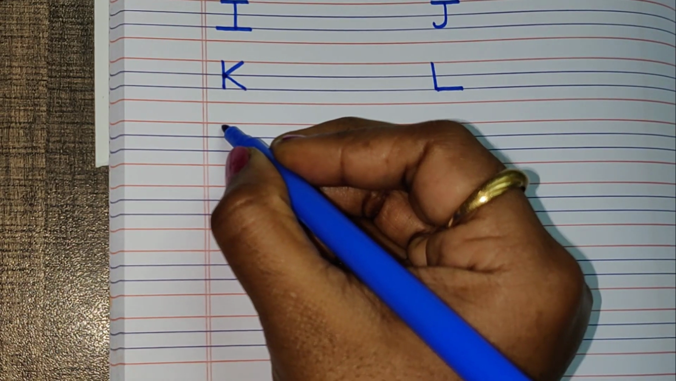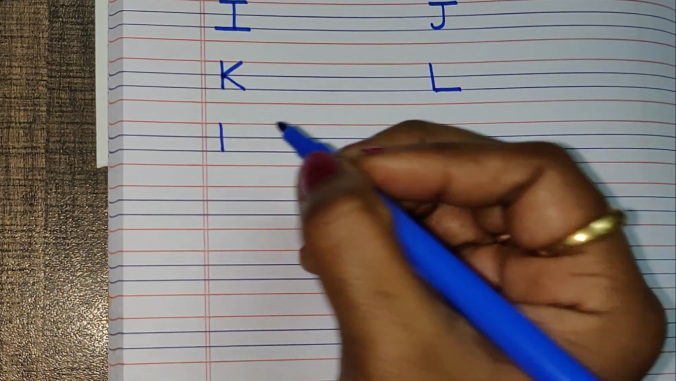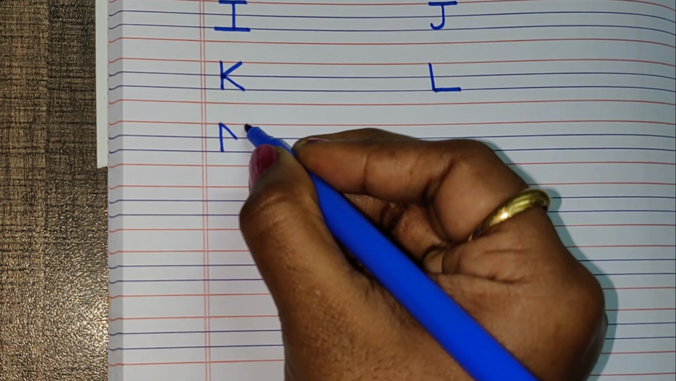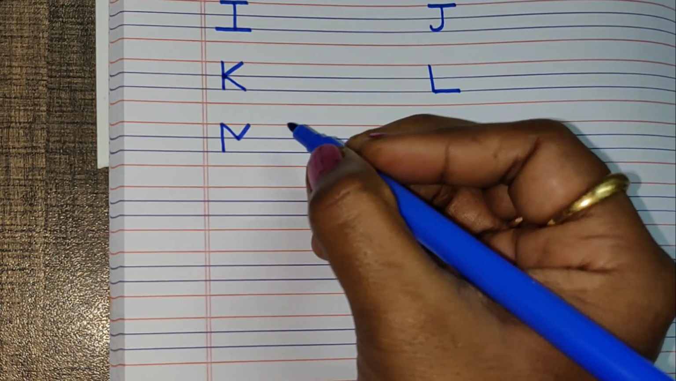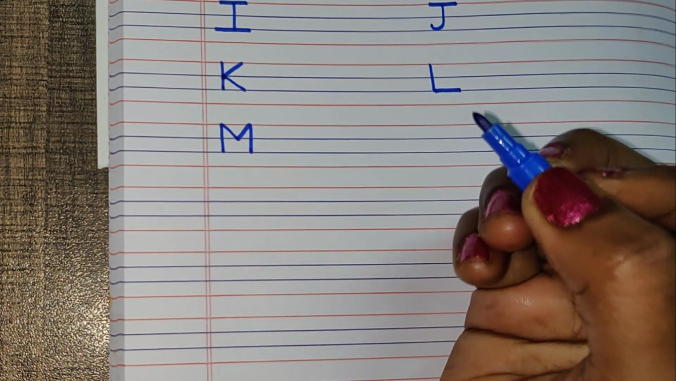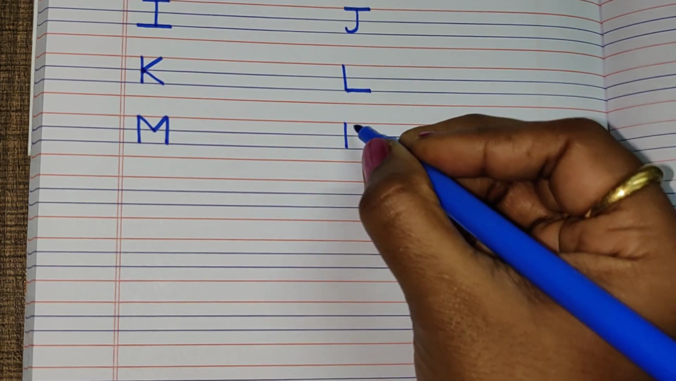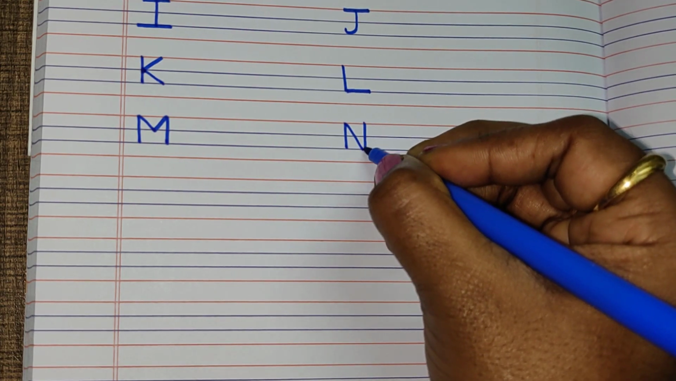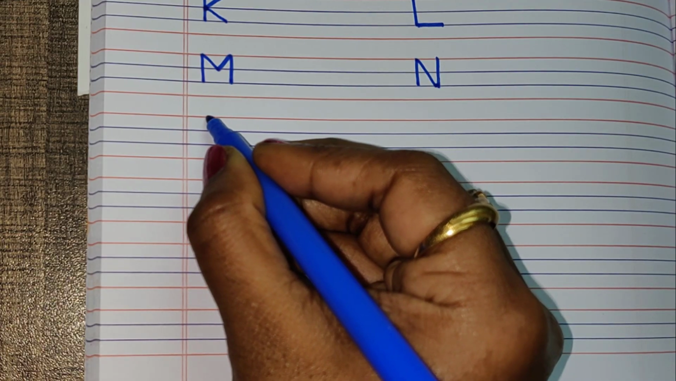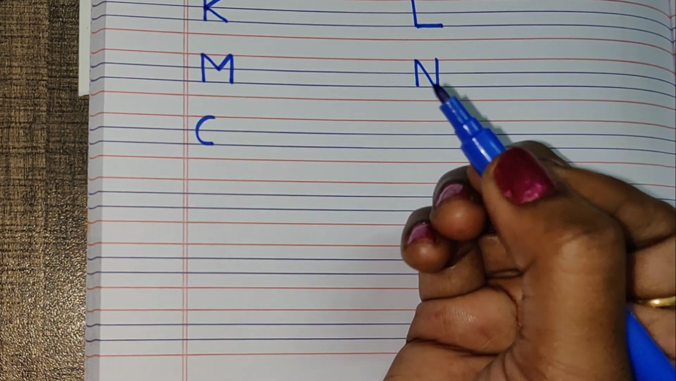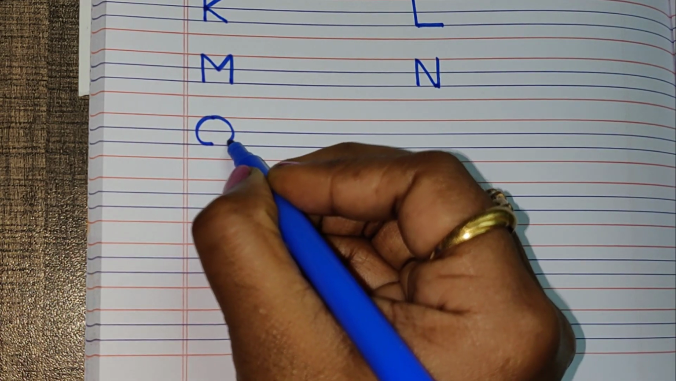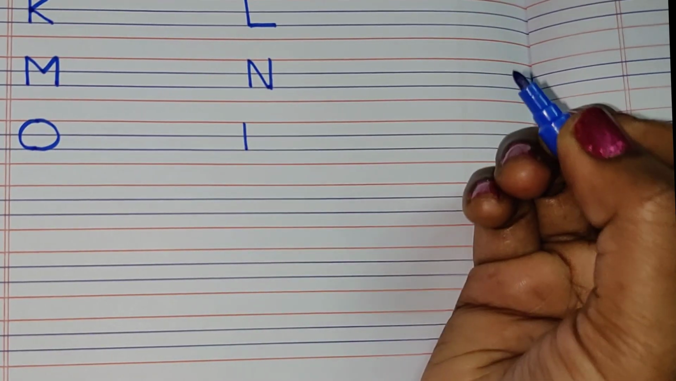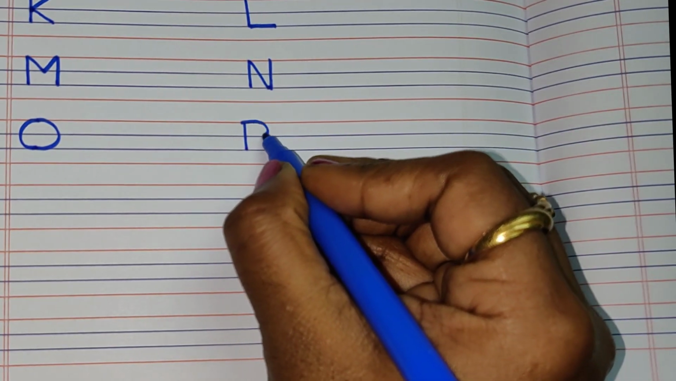So next is K, a standing line with two small slanting lines which makes K. Next L, a standing line followed by a sleeping line which makes L. So next is M, a standing line with two small slanting lines and a standing line which makes M. Next is N, a standing line with a slanting line which is from left to right, and again a standing line which makes N.